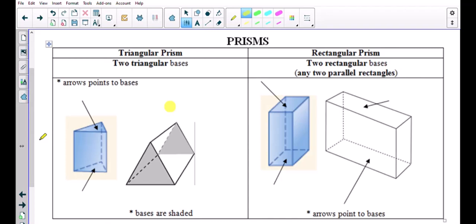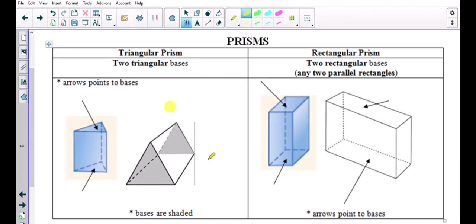So a triangular prism has 2 triangular bases, and I did draw arrows to point to your bases for this one, and then here the bases are shaded. And again, it's not sitting on the bases, but it still is a triangular prism because you have those 2 faces that are parallel to each other. And since we're calling it a triangular prism, it has to have bases that are triangles.